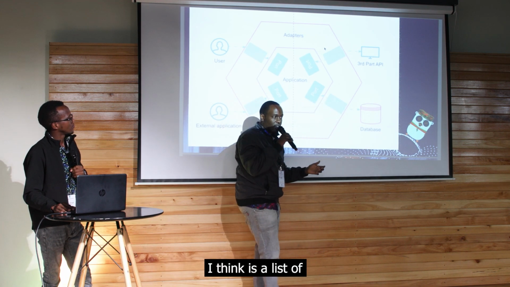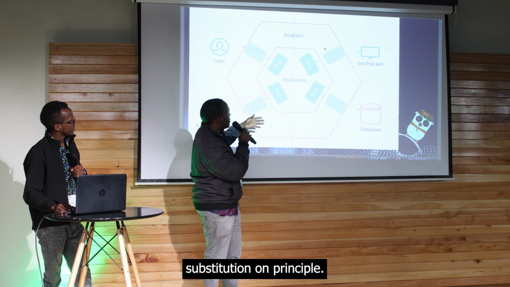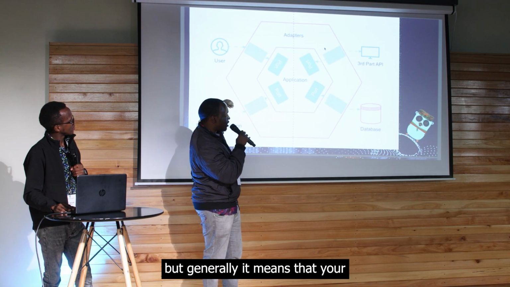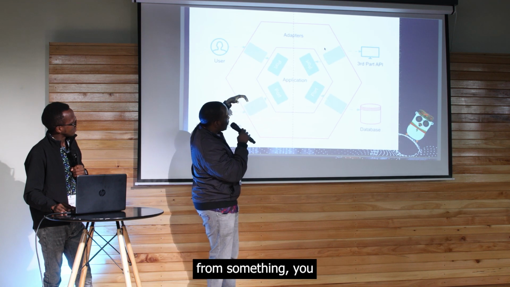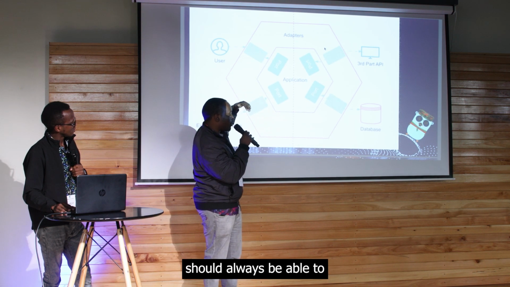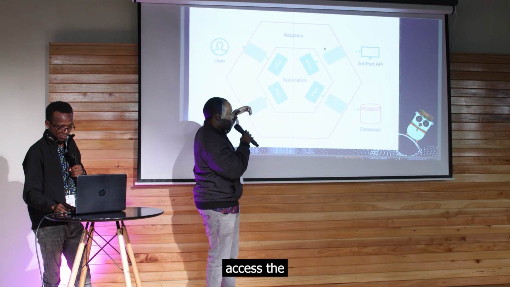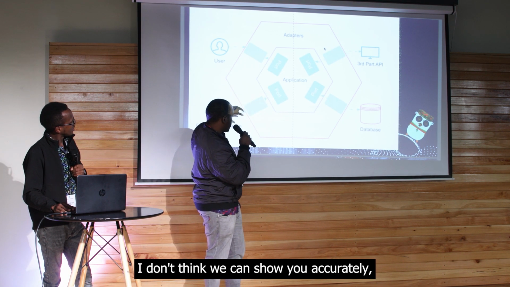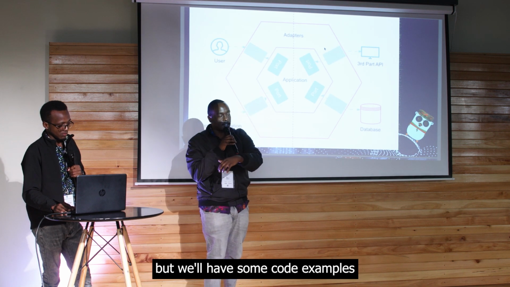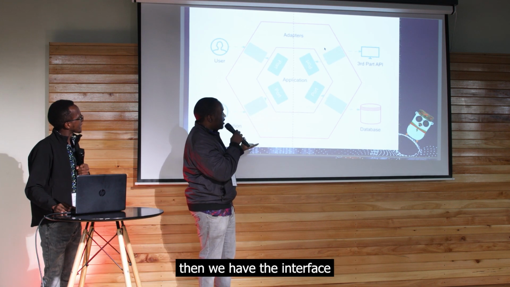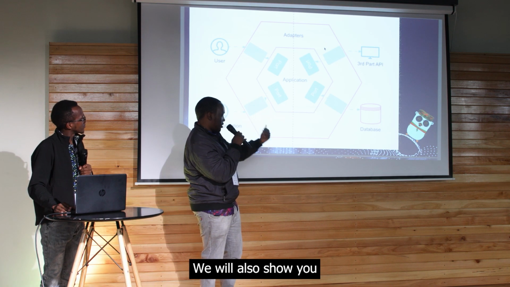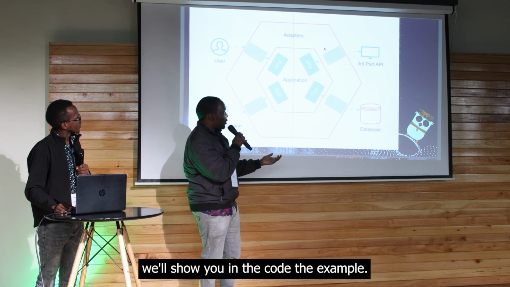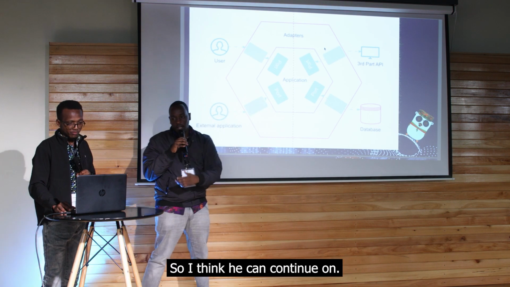Then the L, I think, is Liskov's substitution principle. I don't know how you can infer it here, but generally it means that when you're inheriting from something, you should always be able to access the attributes and the methods of the parent class. I don't think we can show it accurately here, but we'll have some code examples. Then we have the interface segregation principle. We'll also show you that in the code examples, and also dependency inversion, we'll show you in the code example. Yeah, so I think you can continue.